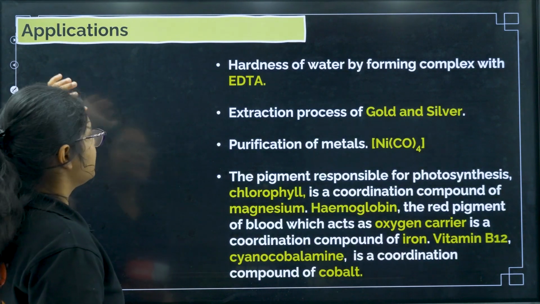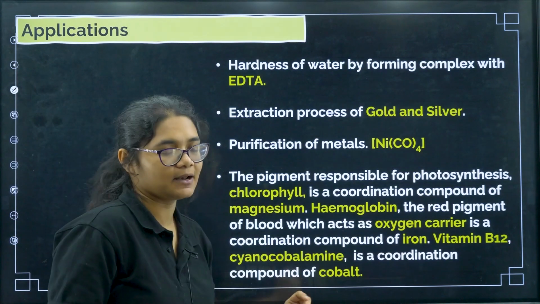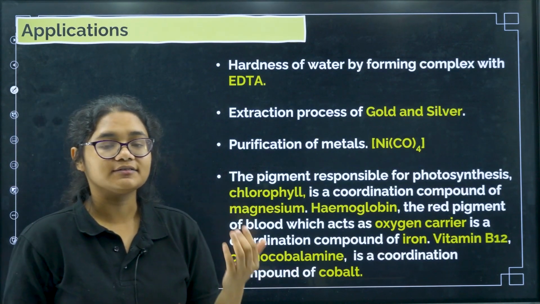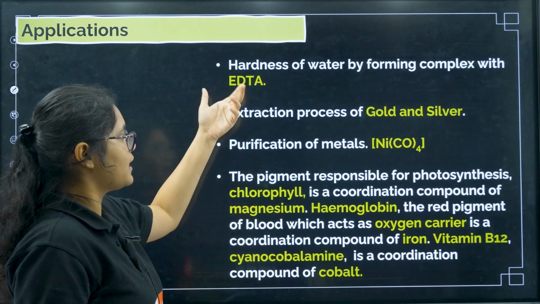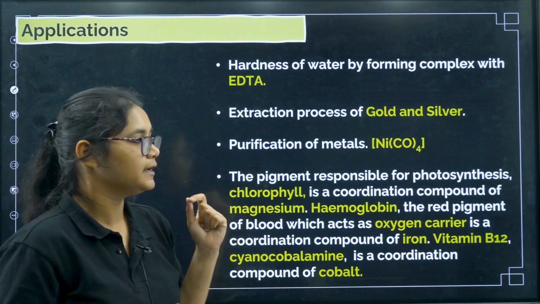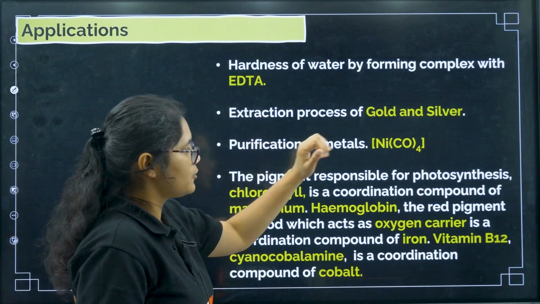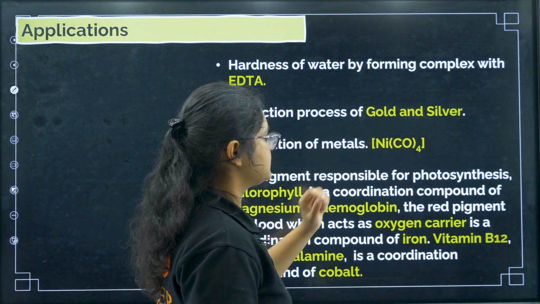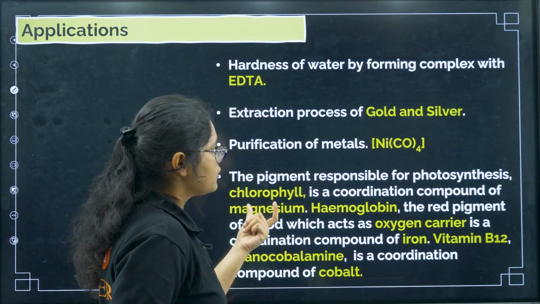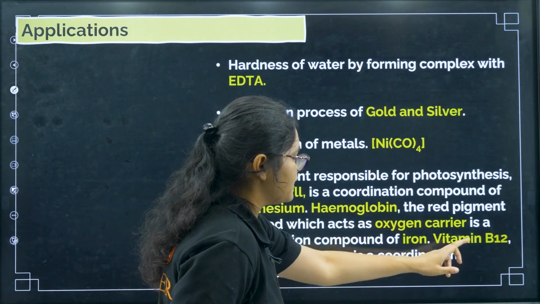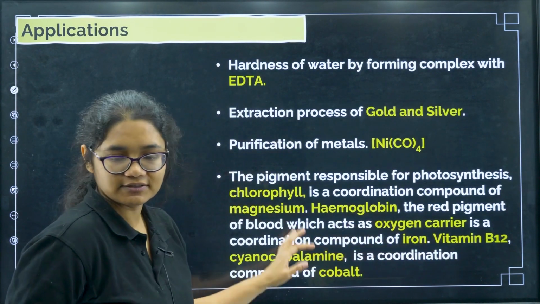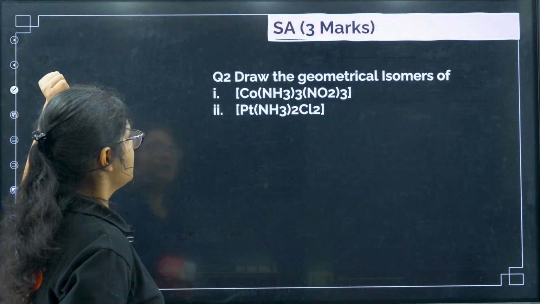Next, some applications of coordination compounds. This can be a direct question or it can be asked in your MCQs or in a 2-marker, like this: where hardness of water is concerned, which complex is used? EDTA is used. In the extraction process, gold is used. In the purification process, nickel carbonyl is used. Chlorophyll has which metal? Magnesium. Hemoglobin has iron, and vitamin B12 has cobalt. So these are some important things that you should know.